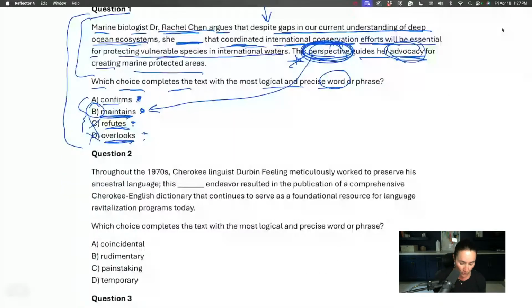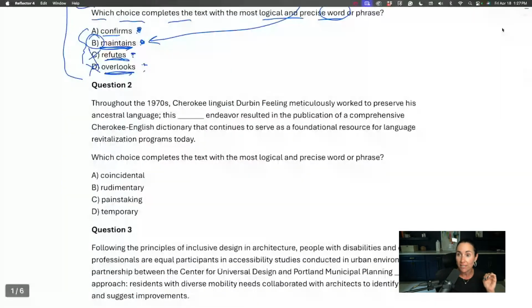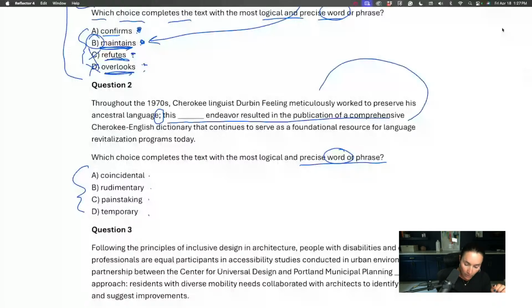All right, let's have a look at question 2. Again, thinking like a test maker, having a look at the item as a whole. So I can see it is definitely a vocab question. I have coincidental, rudimentary, painstaking, and temporary. And look at this, I have a semicolon here. Right away, I want to be thinking restatement clue. Whatever comes here is going to restate or support what was said in the beginning.